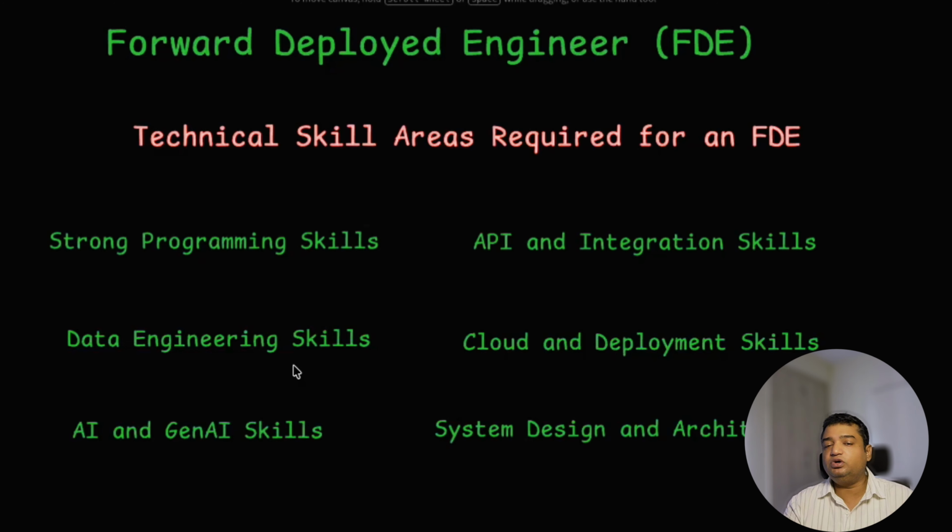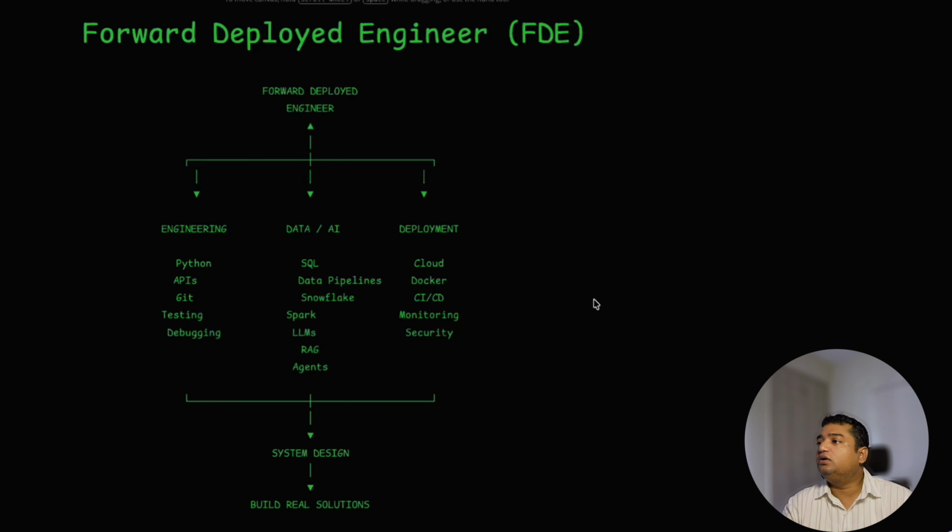I hope by this time you have understood what FD is, what is required from FD, which kind of experienced person can get into FD, and what the generic skills required for FD are. Get all these things sorted. This is a simplified way I have put it here: forward deployed engineers should know all the engineering skills, Python, API, Git. Obviously, this will come into your role, your data and AI system, your deployment system, and then system design, and you have to build a real solution. If you're already acting as an architect or senior architect, you'll understand what these things mean.